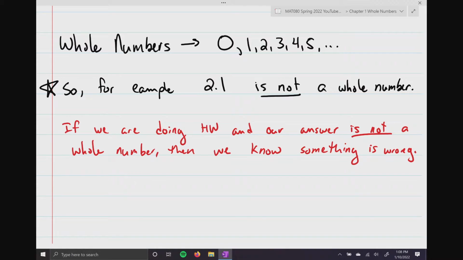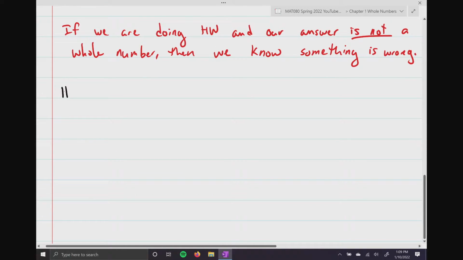That's a good way to sit back and think to yourself, when you come up with an answer, does the answer make sense? Is it a whole number? Yes or no? If the answer to that question is yes, you are probably on the right track. So that was our first little introduction, identifying counting numbers and whole numbers. Now we're going to transition into modeling whole numbers. Let me just write this.